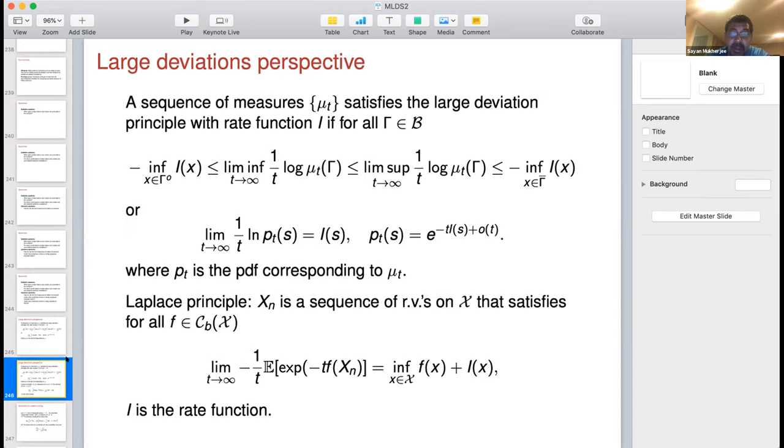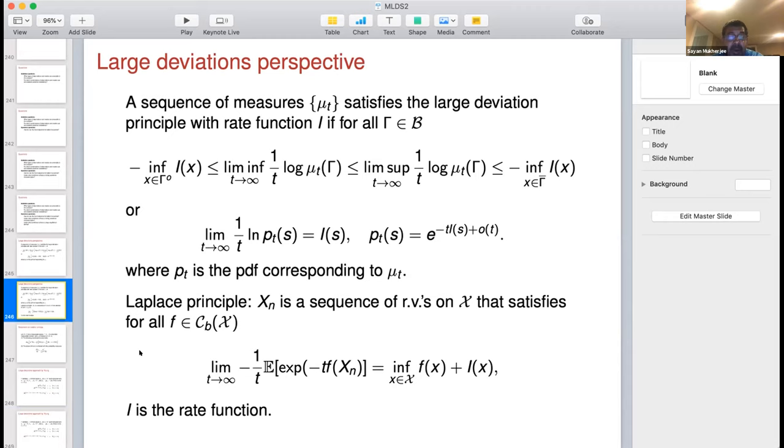There's this related Laplace principle. I have a sequence of random variables. And for any continuous functions, I have this again. I can observe something at an exponential scale. Okay, and again, I here is the rate function.